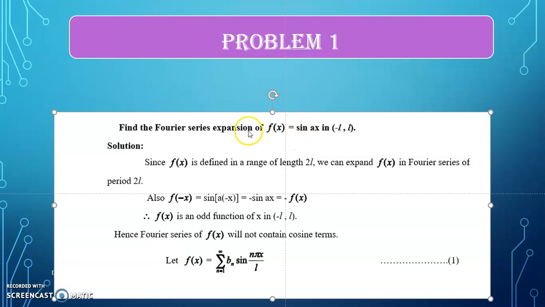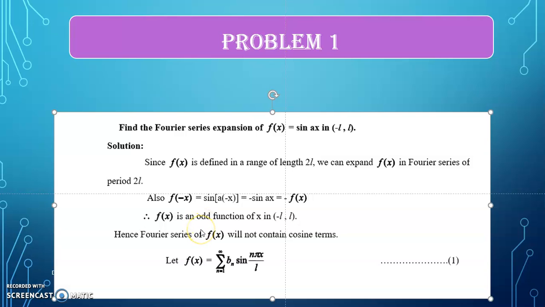Here we have to find the Fourier series expansion of f of x is equal to sin ax in the interval minus L comma L. First we have to check whether it is an even function or an odd function. We already know that sin is an odd function. Replace x by minus x, you will get minus sin ax. Therefore this function is an odd function.